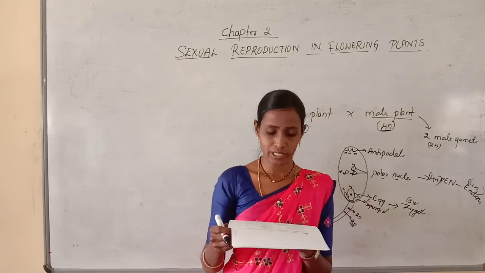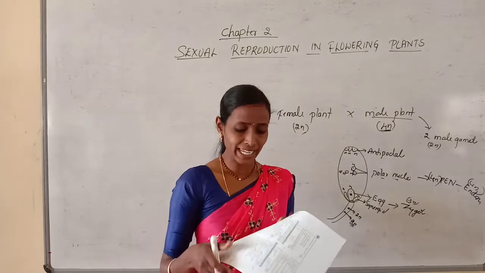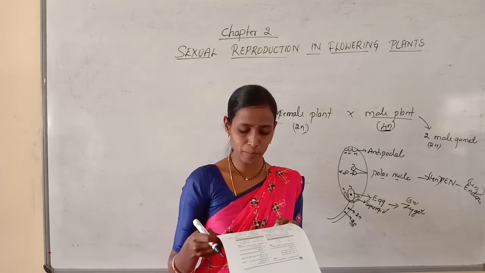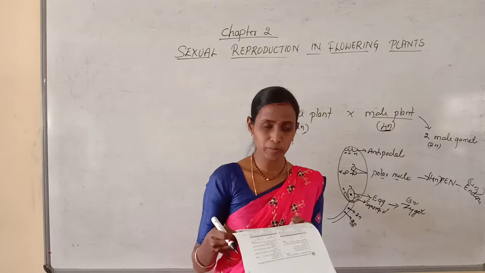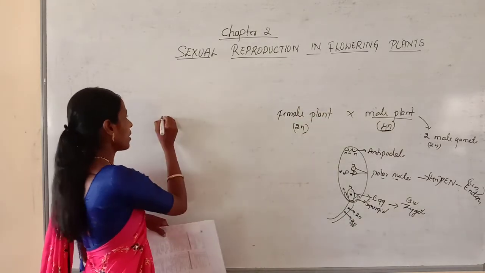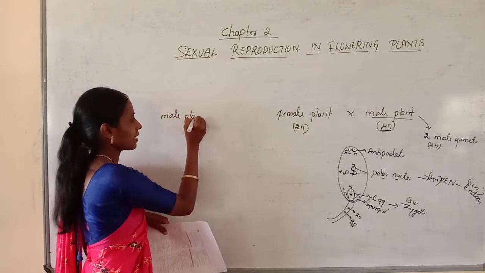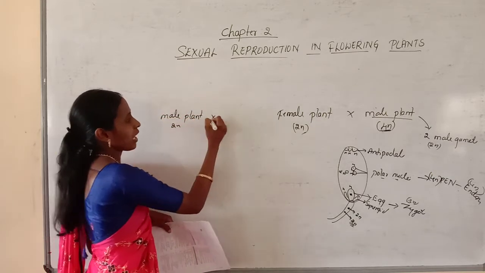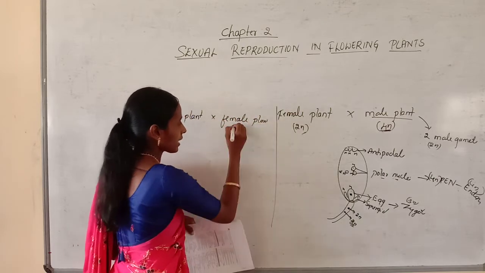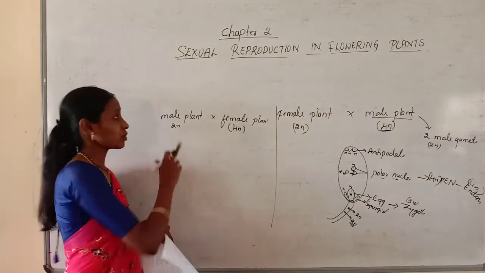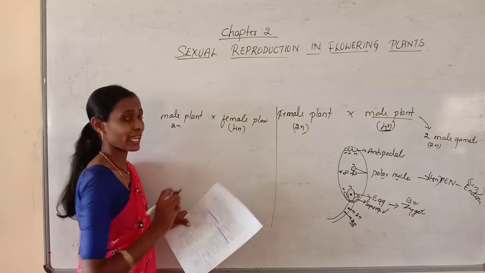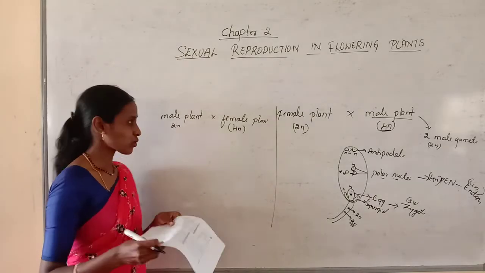Next question number 77. If an angiospermic male plant is diploid and a female plant is a tetraploid, the ploidy level of the endosperm will be. So in this question they have given exactly the opposite. Now the male plant is diploid and the female plant is tetraploid. So the diploid male plant is fused with the tetraploid female plant. Now the endosperm ploidy will be. So what will it be?